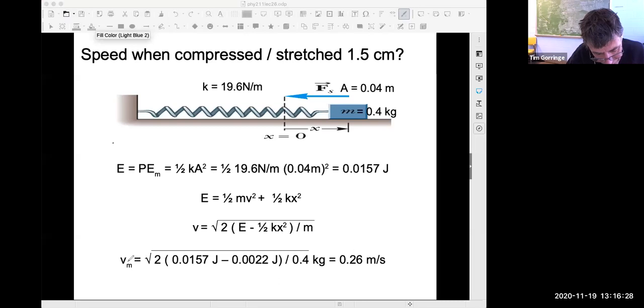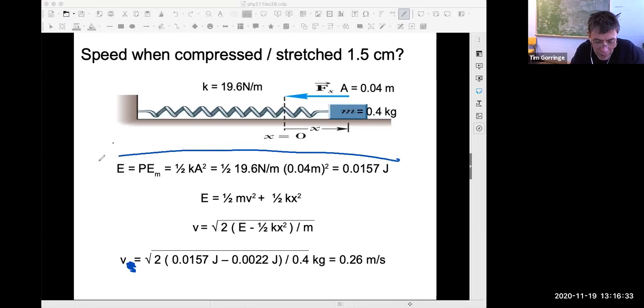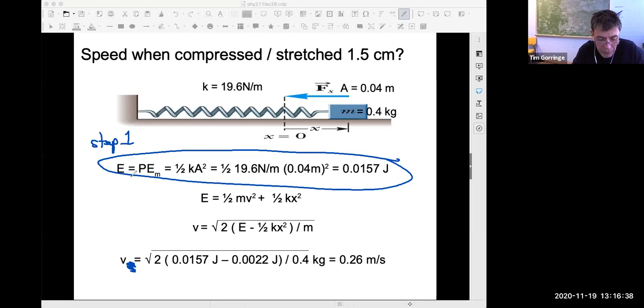Okay, so let's do that calculation. I'm going to remove this. Okay, so here's my first step. This is really step one. I'm calculating the total energy of the mass spring system. I could do it by equating it to the maximum kinetic energy, but I did it here by equating it to the maximum potential energy. That maximum potential energy is half k a squared. I know the k and I know the a, so I can multiply them together. The maximum energy of this mass spring system is just 0.0157 joules.